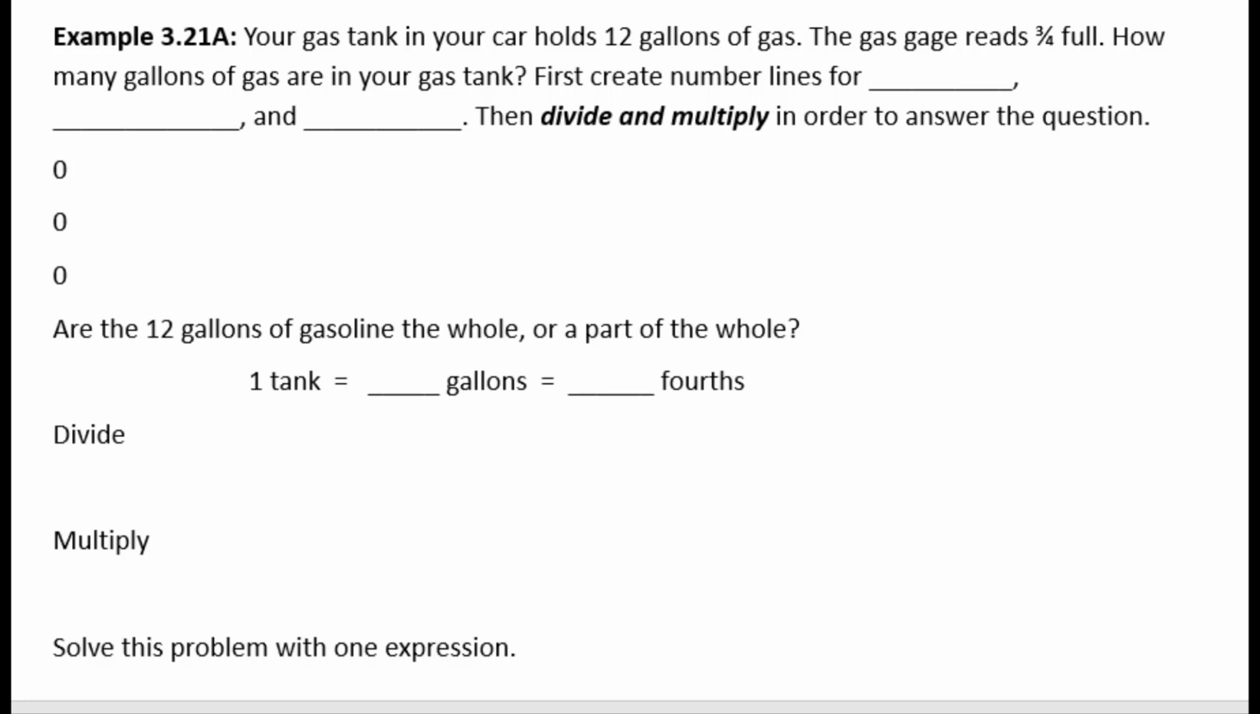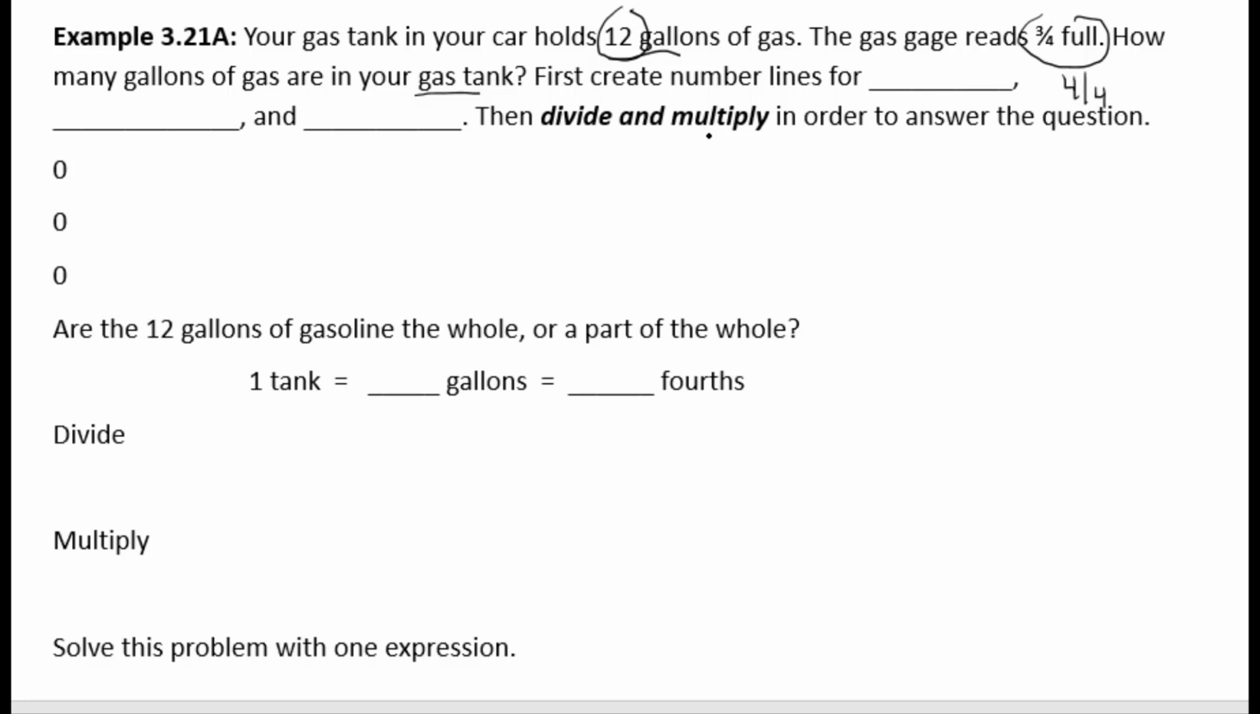So here in example 3.21a, our first one, it says that your gas tank in your car holds 12 gallons of gas, and the gas gauge reads 3/4 full. So how many gallons of gas are in your gas tank? Now, hopefully, one thing I want you to understand here is that the answer is going to be less than 12. Why is it less than 12? Because it's less than 4/4, or the whole filled, okay?